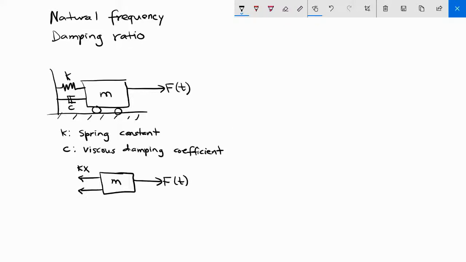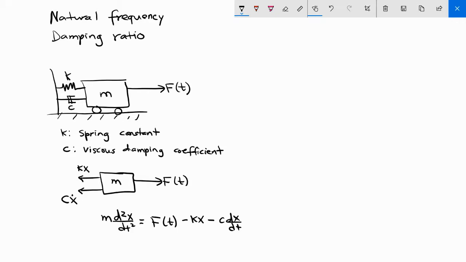The damping force, or the viscous force, also acts in the opposite direction. The viscous force is proportional to the velocity. So mass times acceleration is equal to the sum of forces acting on the system, which is going to be F(t), which acts towards the positive direction, minus kx minus c dx/dt.